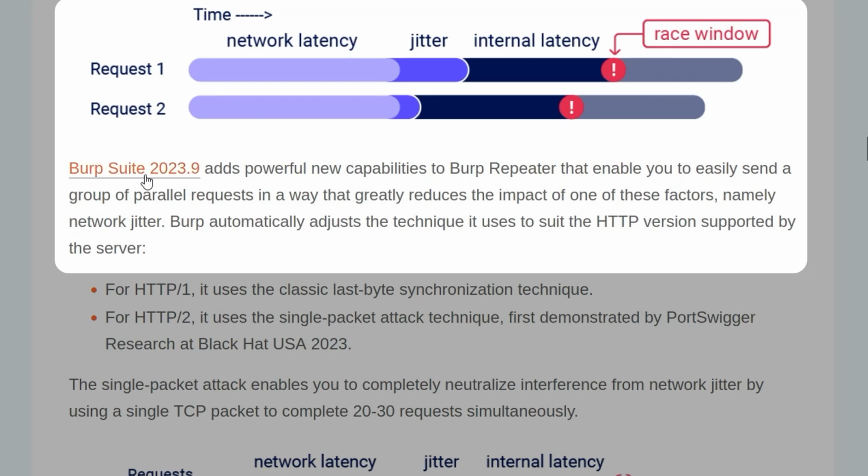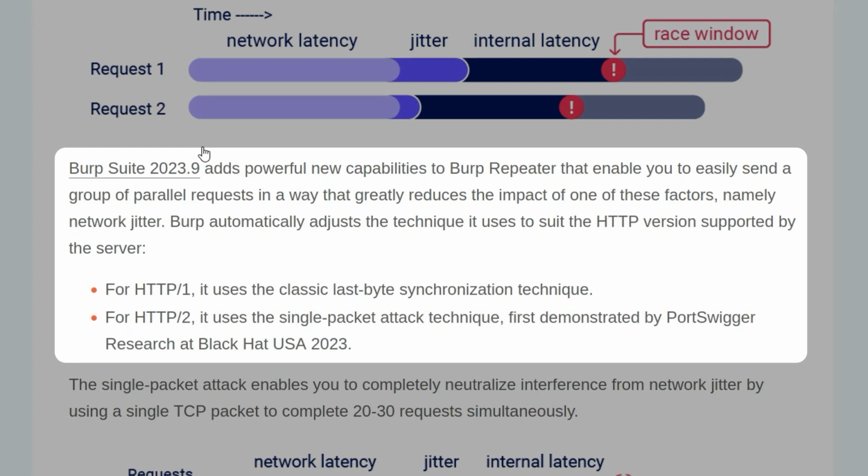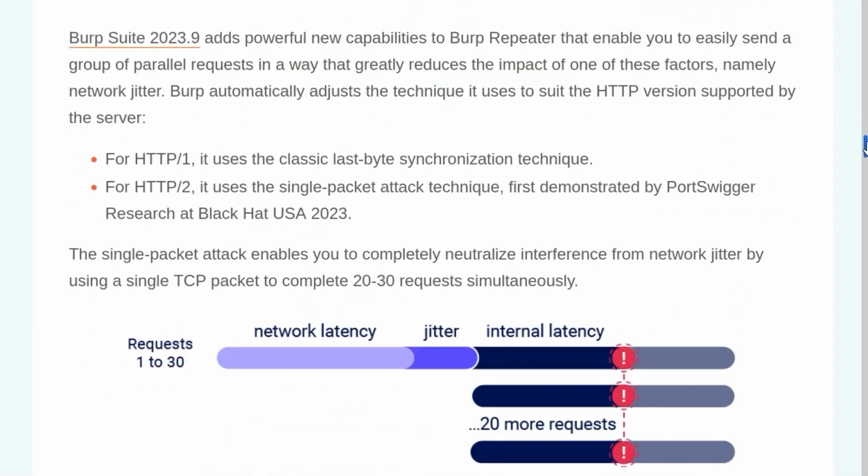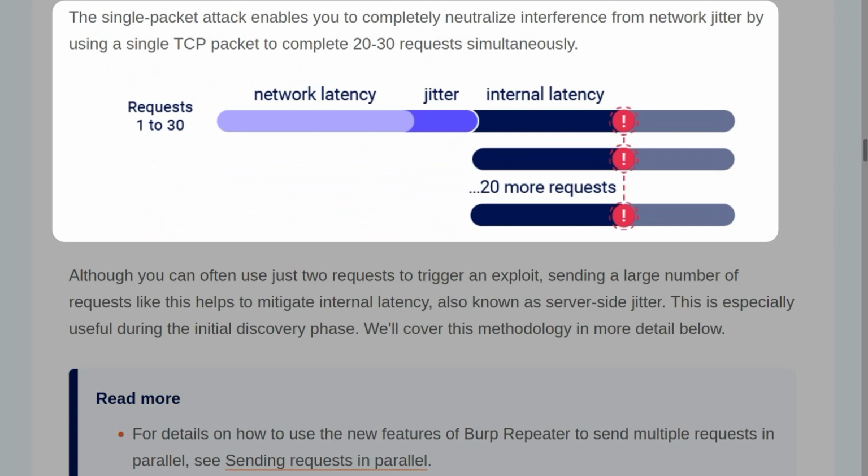But Burp Suite 2023 September added a powerful new capability to Burp Repeater that enables you to easily send a group of parallel requests in a way that greatly reduces the impact of one of these factors, namely network jitter. Burp automatically adjusts the technique it uses to suit the HTTP version supported by the server. So for HTTP/1, it will use classic last-byte synchronization, and for HTTP/2, it uses a single-packet attack technique, which was first demonstrated by James Kettle at Black Hat USA. The single-packet attack enables you to completely neutralize interference from network jitter by using a single TCP packet to complete 20 to 30 requests simultaneously.